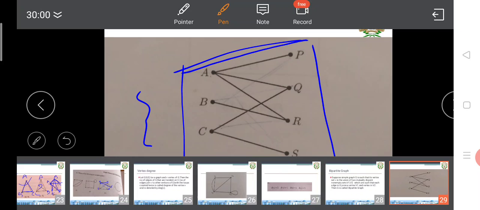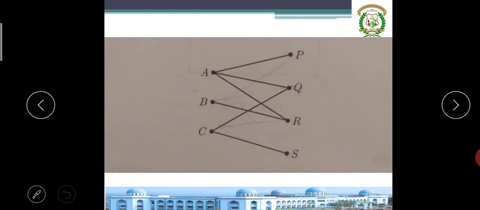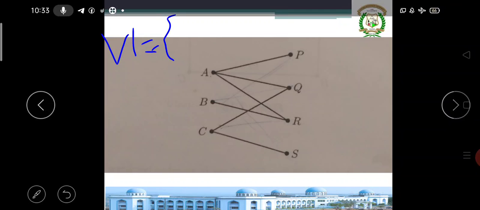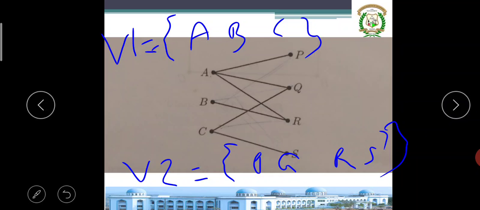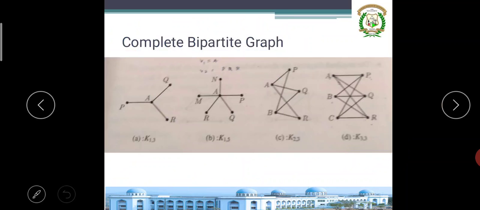A complete bipartite graph is different. This is not a complete bipartite graph. This is a bipartite graph because the given graph can be classified into two parts. One part contains the vertices A, B, C. The other part contains the vertices P, Q, R, S. There are edges between A and P, A and Q; that is, from one part to the other part, and there is no edge inside a part. So this is called a bipartite graph.